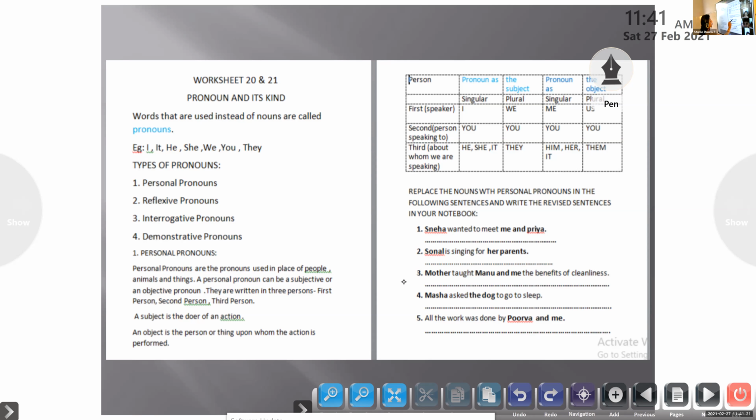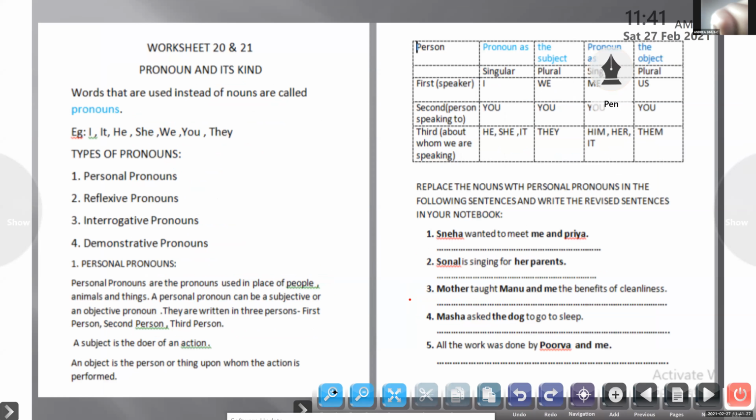Sneha wanted to meet me and Priya. So how will you write this sentence? For Sneha, who is going to do it? Adi Shankar, come on, do this for me. Then we'll move on to that exercise. Adi Shankar, can you unmute it? Come on. Sneha is a girl, so what do we do there? Her. So it is not her, it is a subject, so it should be replaced by a subject pronoun. For a girl, what do we do? It is she.